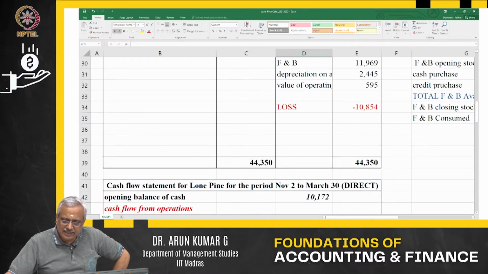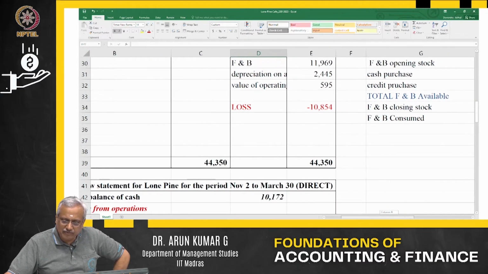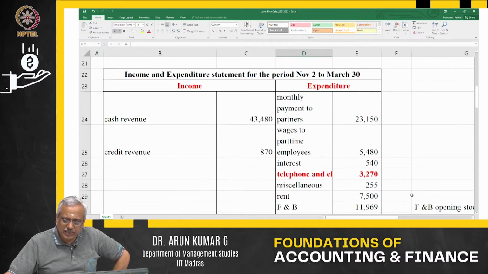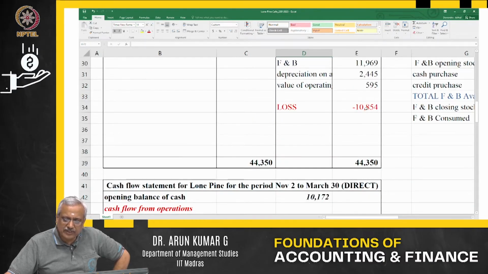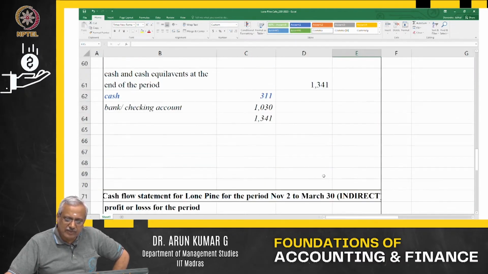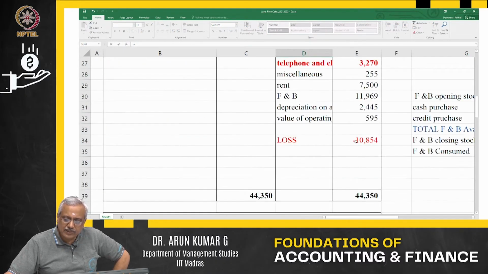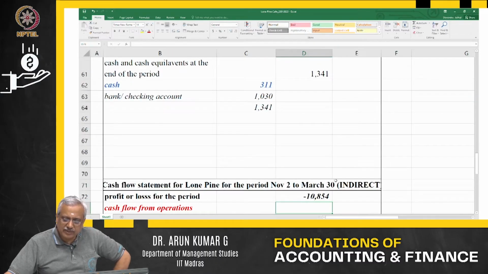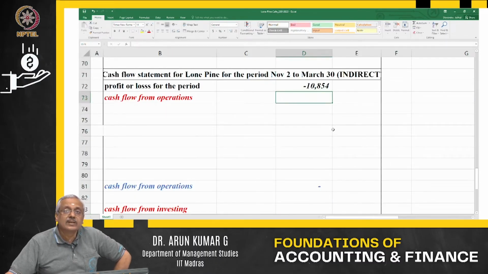We will see this in the P&L statement that we prepared for Lone Pine Cafe. This is the profit or loss for the period. So I will basically start with the profit or loss for the period here. In this particular case, this is the profit or loss for the period. Now, what do I have to do?